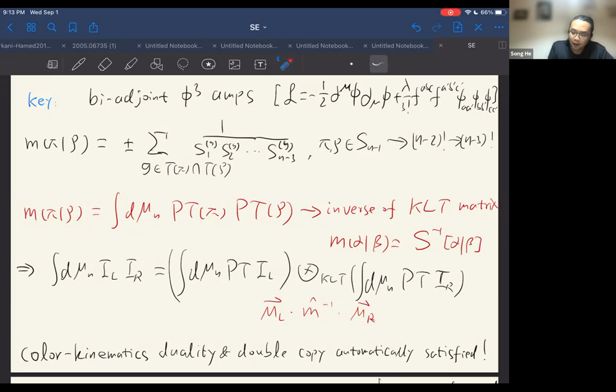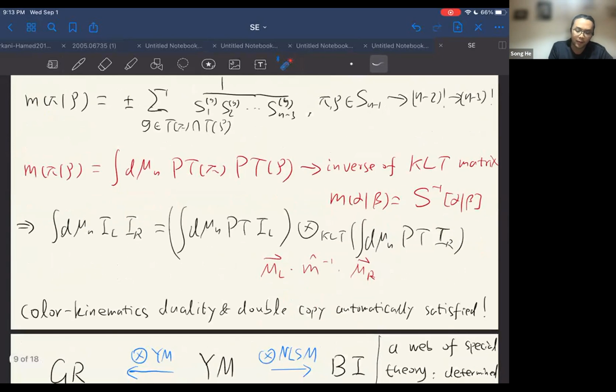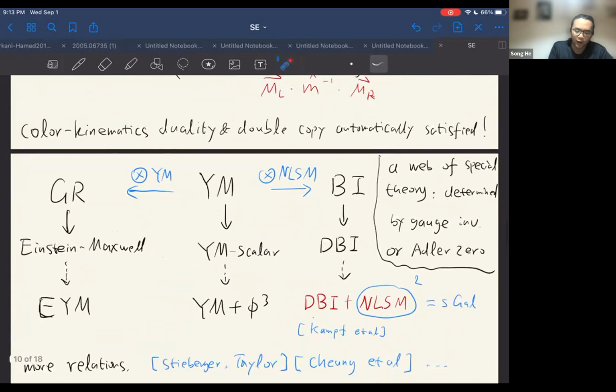And you realize the KLT matrix now has a physical interpretation. It's nothing but the inverse matrix of this bi-adjoint scalar amplitude. So you go to the (n-3)-factorial minimal basis and take the inverse. So all the KLT formula and also the color-kinematics duality and double copy become totally manifest in this way.